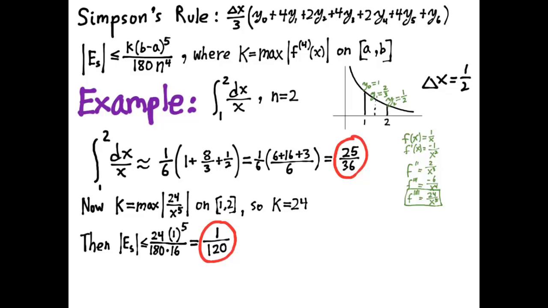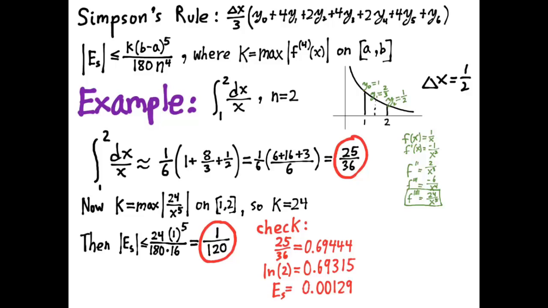We happen to know the true value, the exact value of the integral, so we can now check whether that worked. The 25/36 is 0.69444. If I write down the value of natural log of 2 and subtract it, then I get the exact error from the Simpson's rule sum. Is this number less than 1/120th? The error is less than 1/120th, so it did work as an error upper bound.